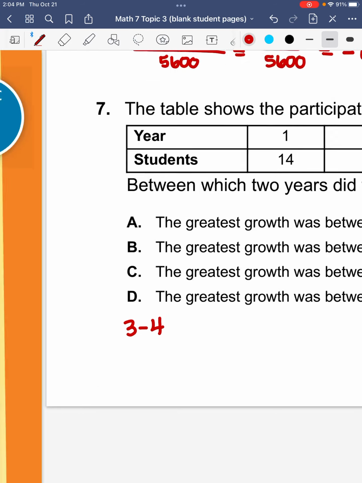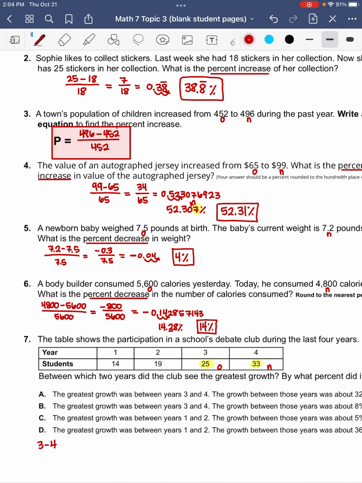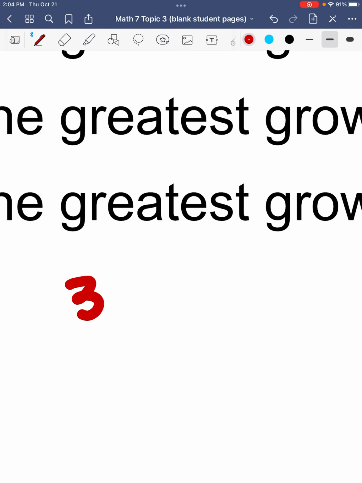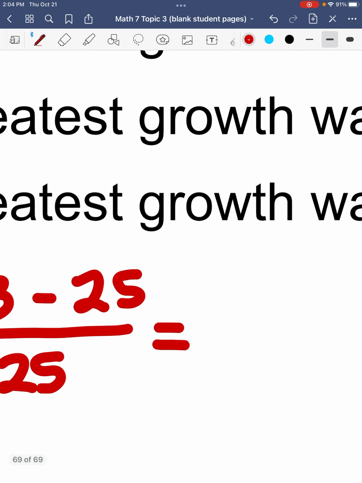Okay, when I look at our table, I'm focused on these numbers here. Which one is my new and which one's the original? Well, new would be year 4, and that means that our original is year 3. So 33 is new and 25 is the original. So we're going to have 33 minus 25 divided by 25. Well, when I start to simplify this, 33 minus 25, that's going to be 8. So 8 divided by 25.